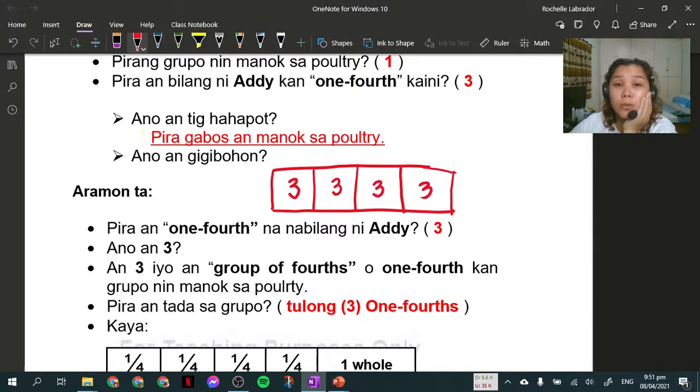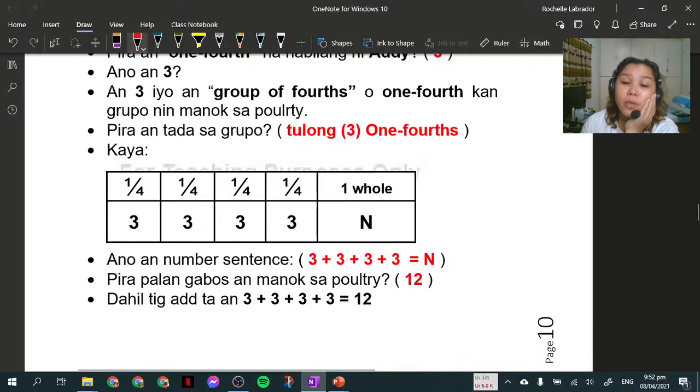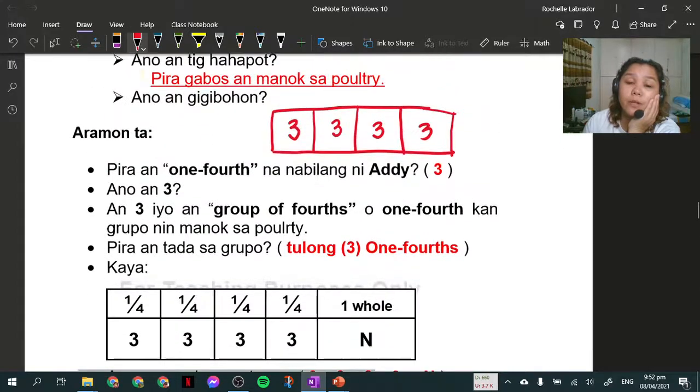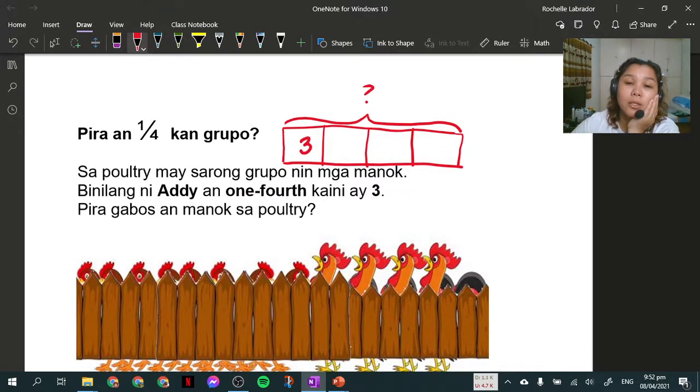Why is it 3? So, take note, equal number of objects. So, yan ang madali sa fraction kasi pare-pareho ang laman yan. So, ang mangyayari, so 1/4, 1/4, 1/4, 1/4, 3, 3, 3, 3. So, ano ang 1 whole? So, what we do is we have to add them para makuha yung 1 whole. So, 3 plus 3 plus 3 plus 3 equals n, which is 12. Or you can count by 3s. 3, 6, 9, 12. So, dahil tig-add taan 3 plus 3 plus 3 plus 3 equals 12. So, therefore, yung kabuuhang bilang ng manok na ito is 12.